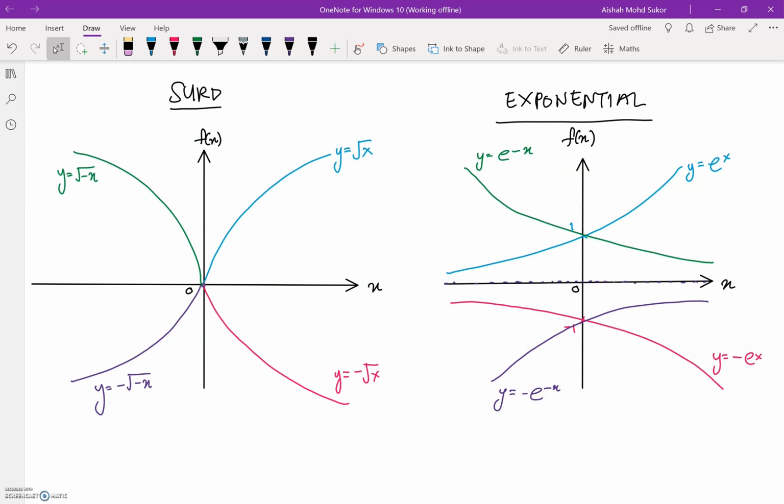Okay, this is the third exponential graph. The blue color is the basic shape. To get the negative of that particular function, we reflect the basic shape in the x-axis.